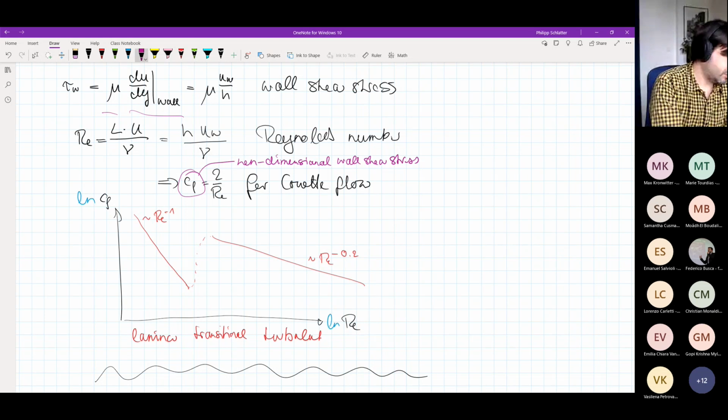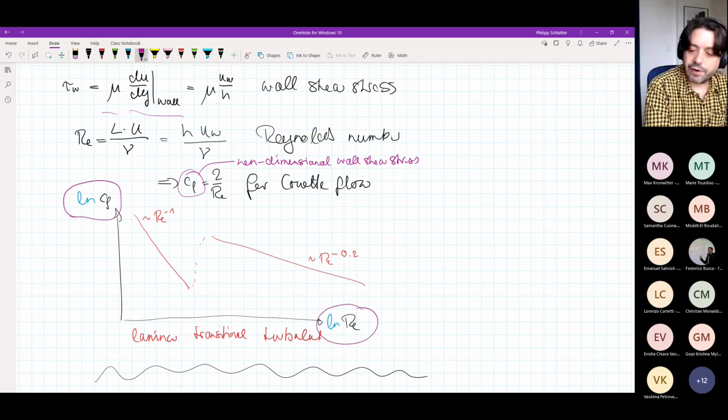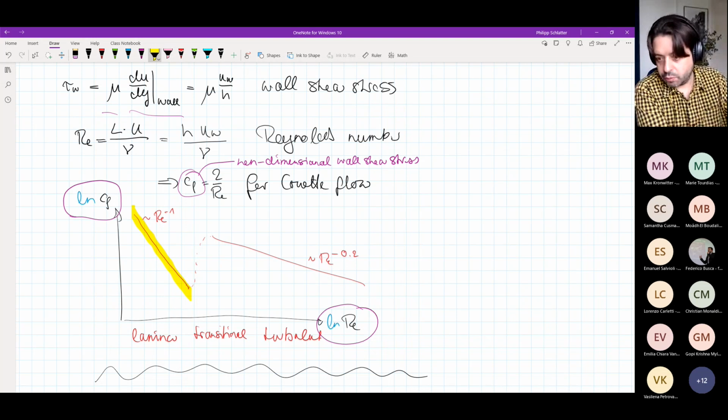This famous, important diagram has CF on the y-axis and the Reynolds number on the other axis. We do it in a log-log plot, so we have the ln here and the ln here, and then we just plot the wall shear stress, or the CF. And we have seen that this 2 over Reynolds that we have derived gives a straight line with a slope of -1, because it's proportional to 1 over Reynolds.